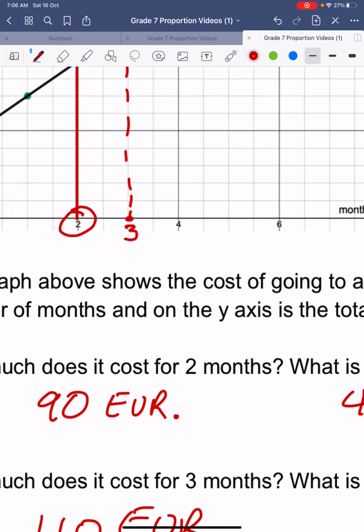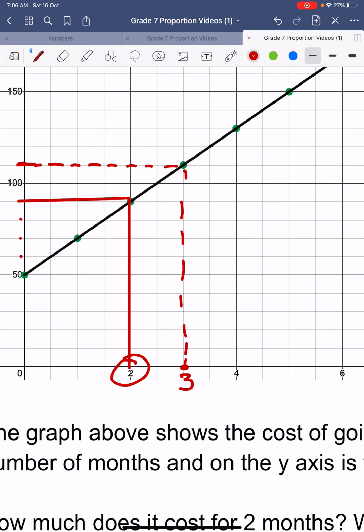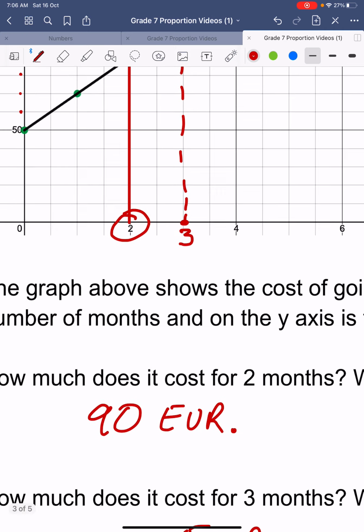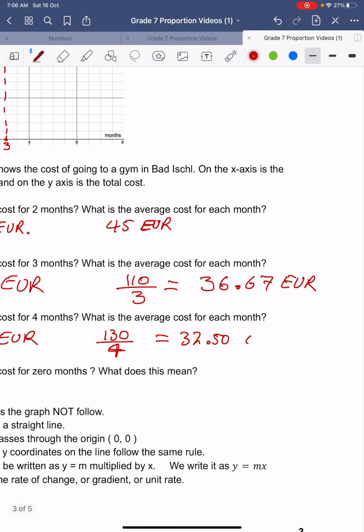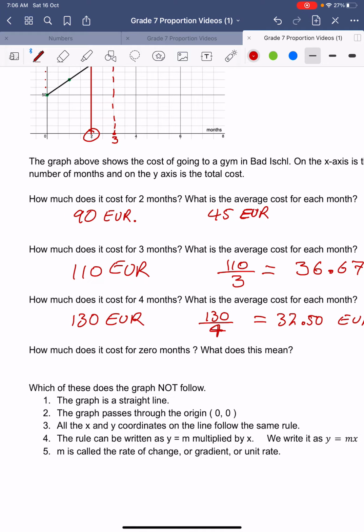And then 4 months, let's go back to here. 4 months, I think I can see, is 130. And 130 divided by 4 for the average would give us 32.50 euros.